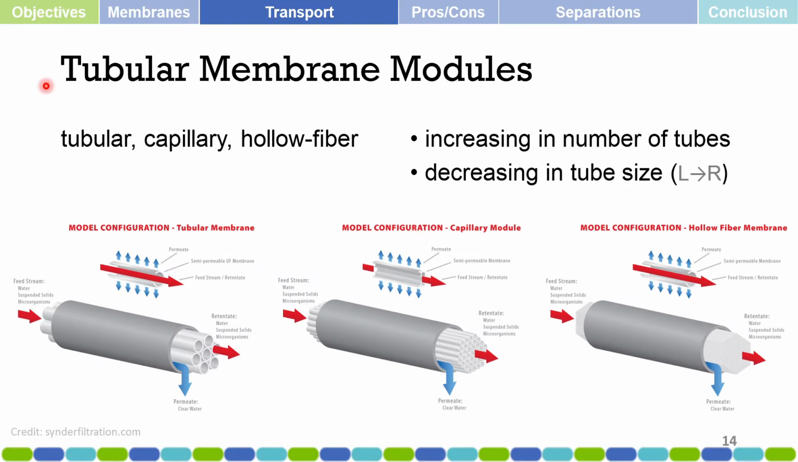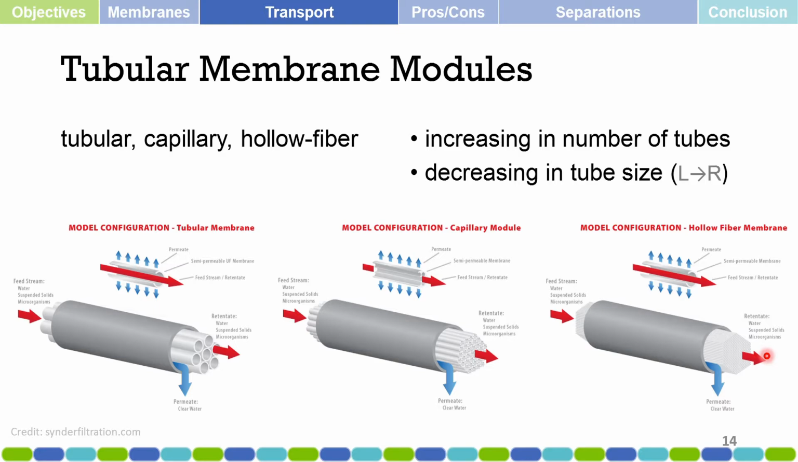When we go to the tubular configuration for the membrane modules, you can have tubular type, capillary type, or hollow fiber type. So as you move from left to right, from tubular to hollow fiber, you increase the number of tubes inside the module, but you also decrease the tube size. So you have bigger tube size in a tubular membrane module and very, very small tube size in a hollow fiber module.